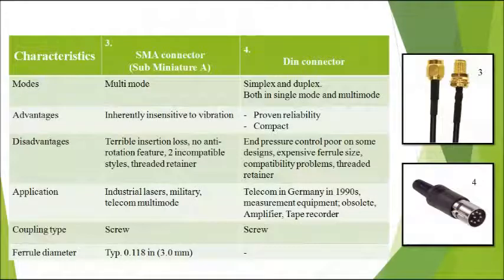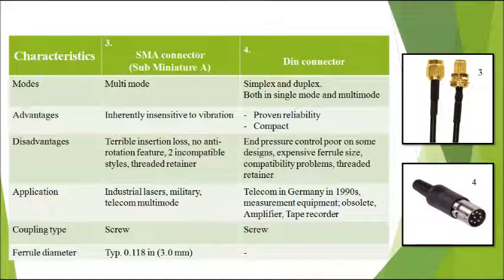The third one, the SMA connector, sub-miniature A connector. It comes in multi-mode. The advantage of SMA connector is that it is inherently insensitive to vibration. The disadvantages of SMA connector are terrible insertion loss, no anti-rotation feature, 2 incompatible styles, and a threaded retainer. SMA connector has been used in industrial lasers, military, and telecom multimode application. SMA connector uses screw type of coupling. It is typically 0.118 in, 3 mm, for the diameter of the ferrule.